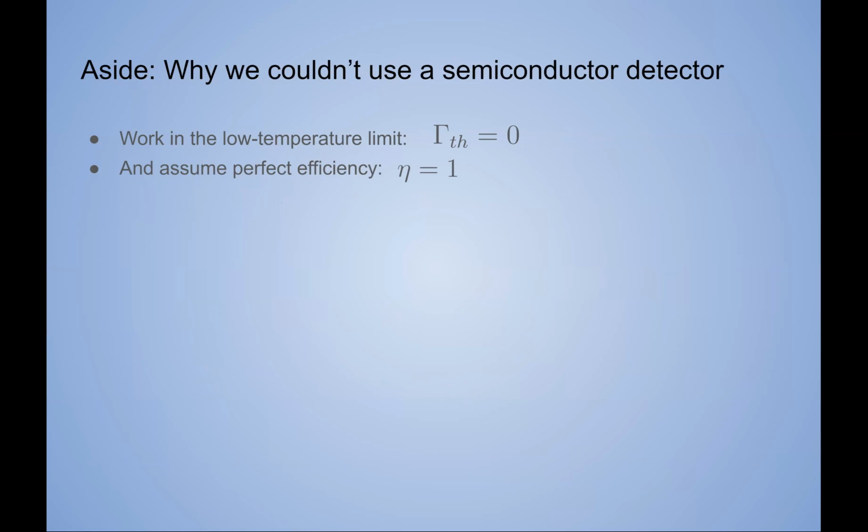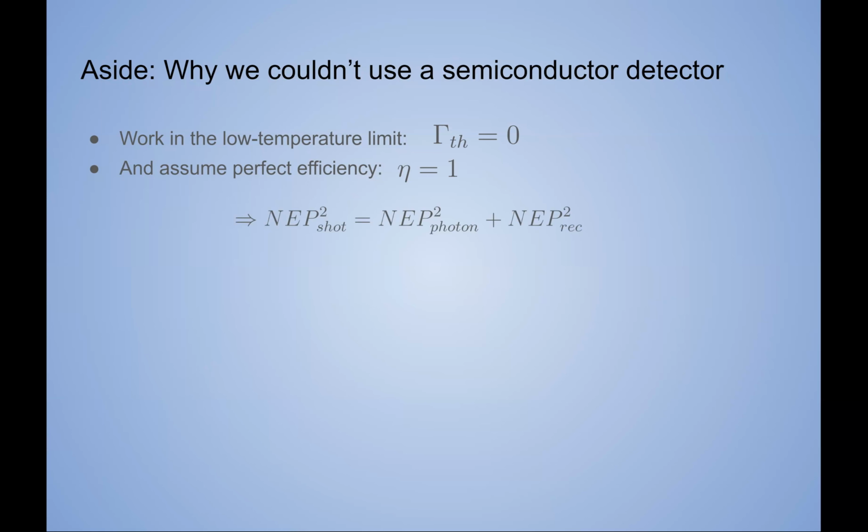And I guess now we're in a position to understand why we couldn't have used a semiconductor detector to reach this really low sensitivity level. So the first thing we're going to do is work in some limits to simplify the expression we just came up with. So work in the low temperature limit. You can always, in theory, make your detector colder. In practice, you actually can too, to a point where the thermal noise is subdominant. So we can just assume that gamma th is 0, and also assume perfect efficiency, which is probably never going to happen, but just simplifies the math a bit.